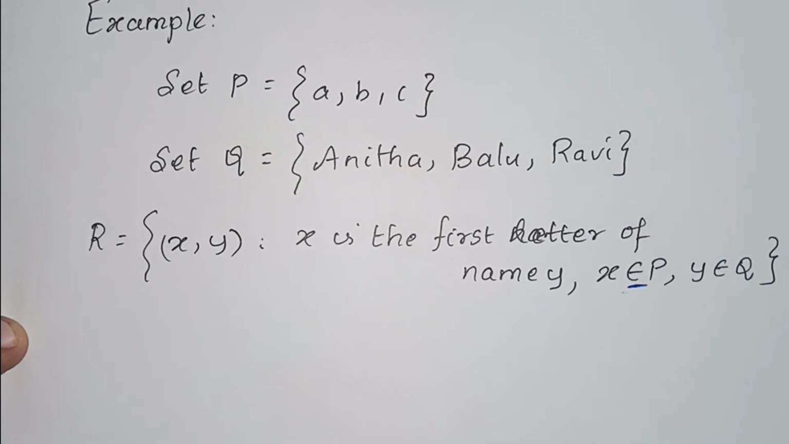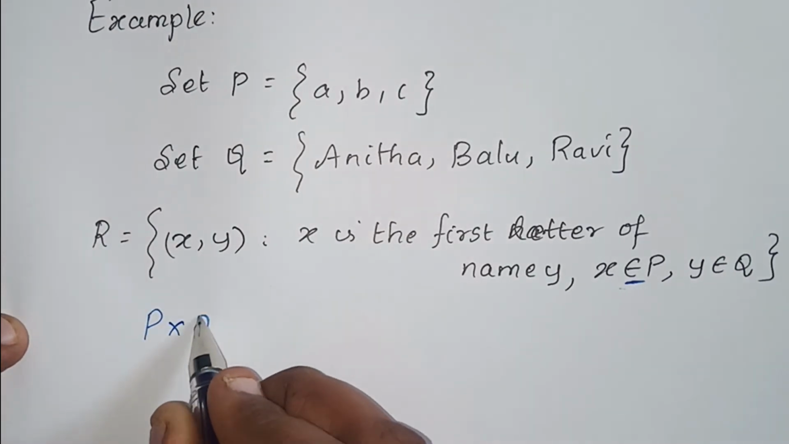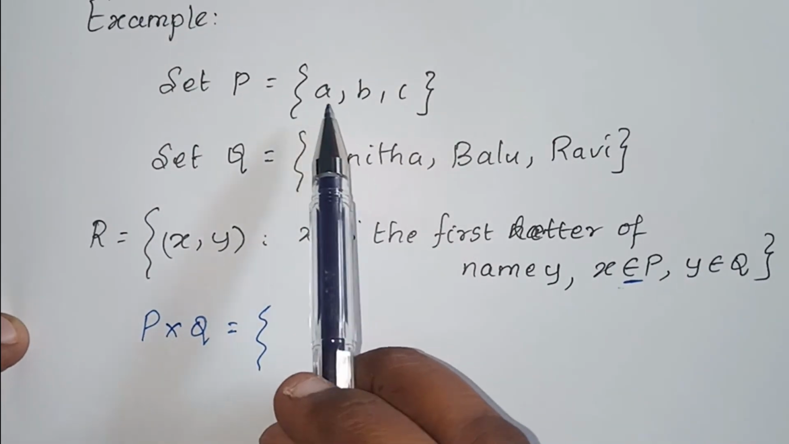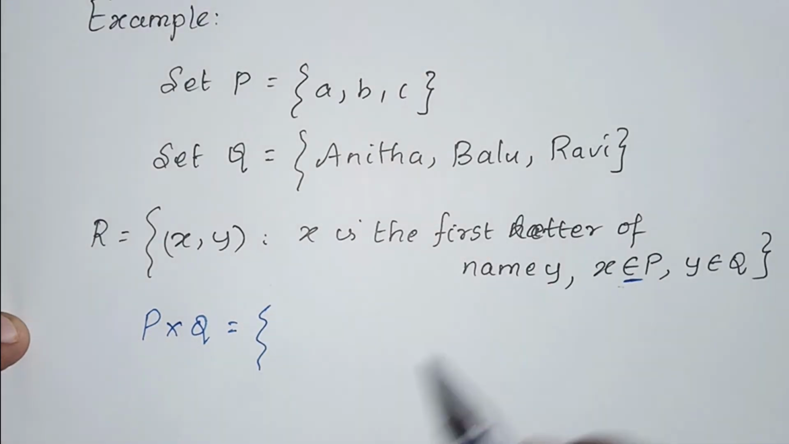To find the relation, we need to find the Cartesian product, because a relation is a subset of the Cartesian product. So P cross Q is the Cartesian product. How do we calculate the Cartesian product? We need to pair A with all elements in Q.